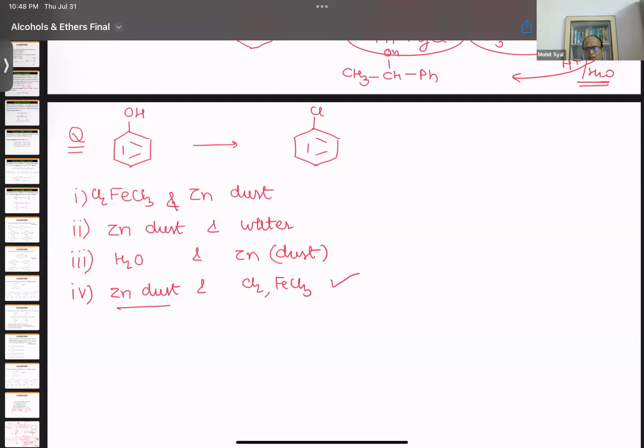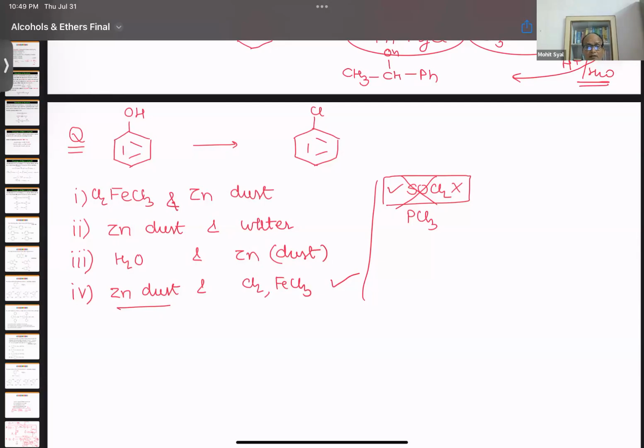But will this work? Suppose I would have written SOCl2, or if I would have written PCl3, will that work or not? Maybe it can, SOCl2 converts the OH to Cl. Is it correct or incorrect? Correct, it will form. No, it is not correct, because it is not an aliphatic alcohol.